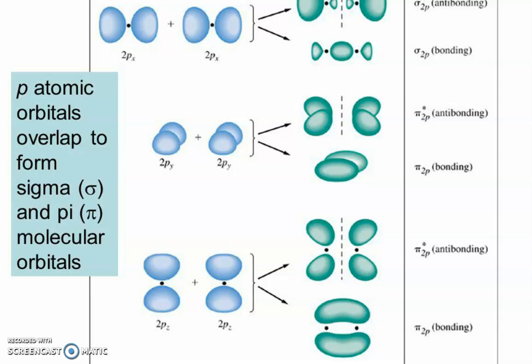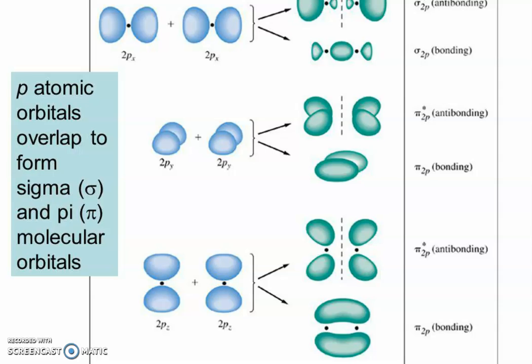Now p atomic orbitals overlap to form sigma and pi molecular orbitals. So px and px combine to form sigma 2p star, antibonding, and sigma 2p without a star, bonding. You know, the bonding orbital and antibonding orbital have a difference in energy.